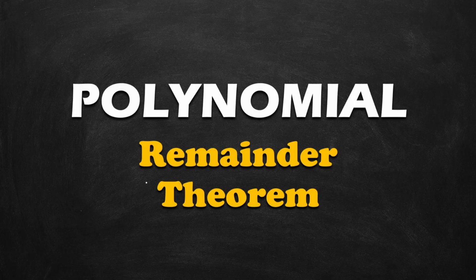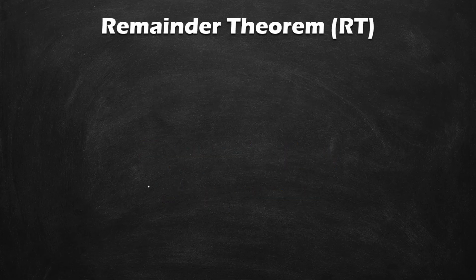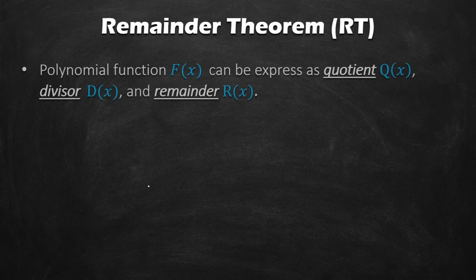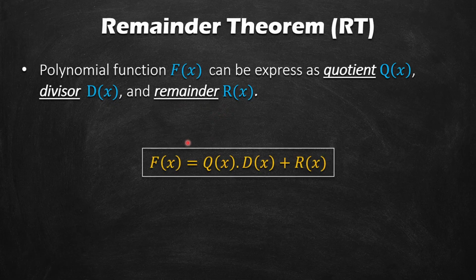So with that, let's learn about the remainder theorem in polynomials. So what is the remainder theorem? Or in this case, I will write it as RT. The remainder theorem actually consists of two setups of concept. The first setup is that we can express f(x), the polynomial function, as quotient q(x), divisor d(x), and remainder r(x), like this one.